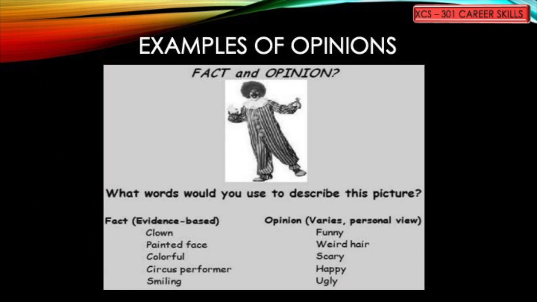Now, what would be your words to describe this picture? If you say it's a clown, it has a painted face, it's a circus performer, it's smiling, it has striped clothes, these would be facts. Why? Because anybody who sees it will be able to conclude the same. However, if someone says it's a funny picture or a funny guy, he has weird hair, he looks scary, happy, ugly, joyful, whatever you feel about this picture is an opinion. Why? Because it can change from one person to another and cannot be proven.